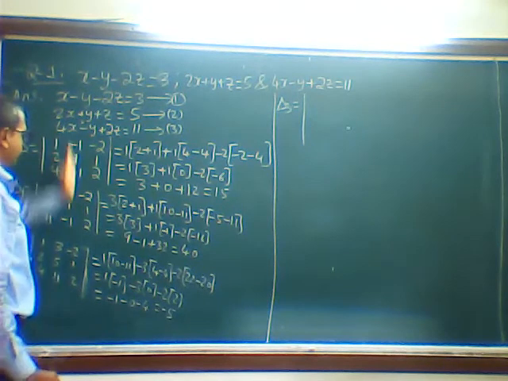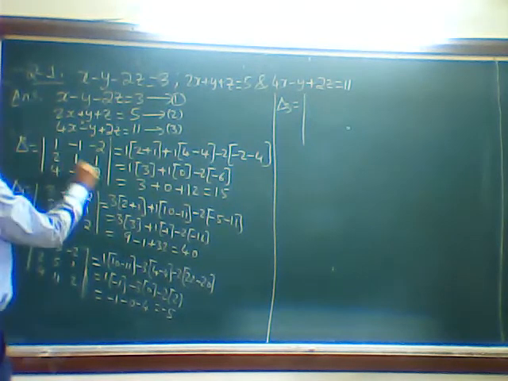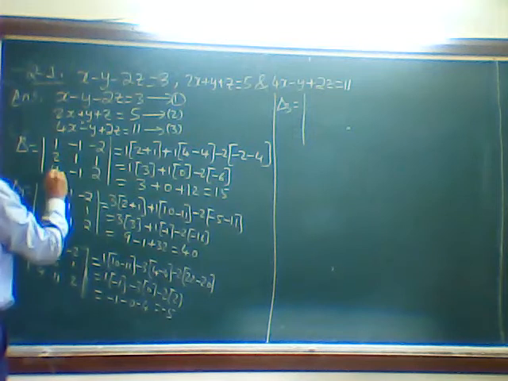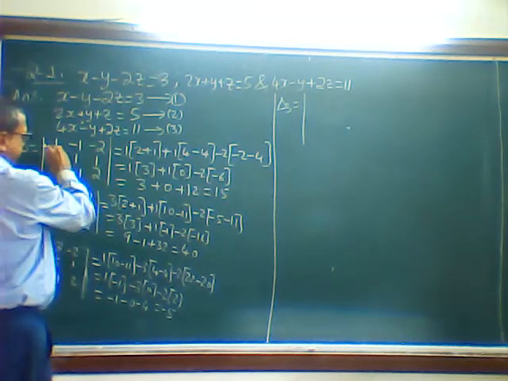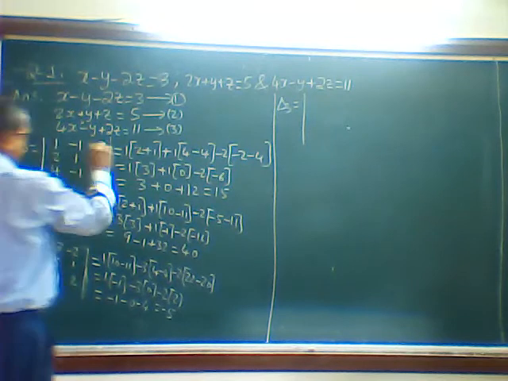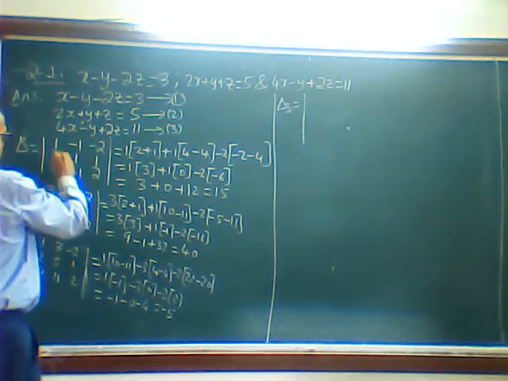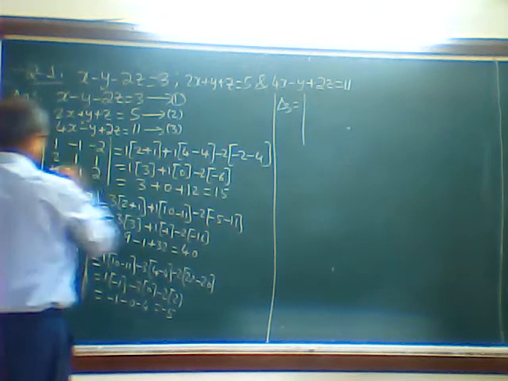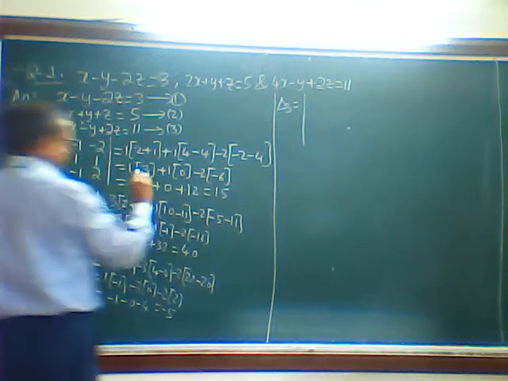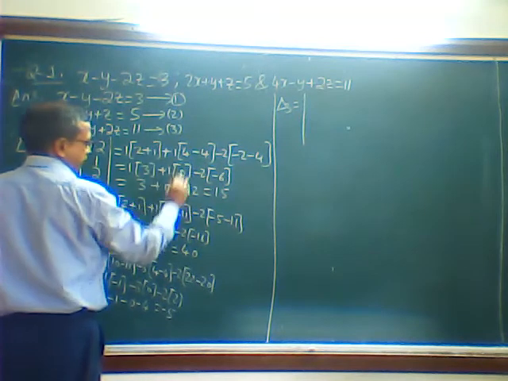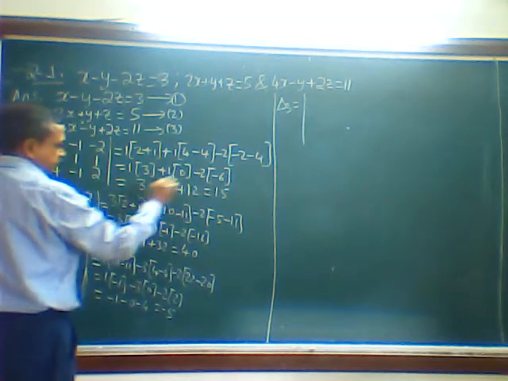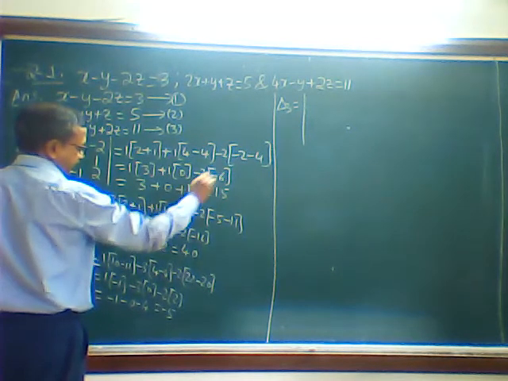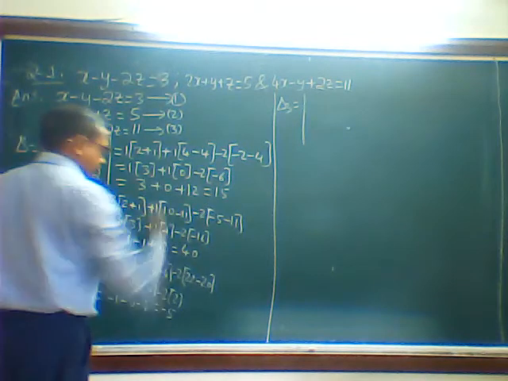First row, second column is deleted. 2 into 2 is 4, minus 4 into 1, that is 4 here. Okay. Then again plus into minus is minus 2. First row, last column is deleted. 2 into minus 1 is minus 2, 4 into 1 is minus 4. So 1 into 3, 1 into 0, minus 2 into minus 6. 1 into 3 is 3, 0, minus 2 into minus 6 is plus 12. 12 plus 3 is 15.